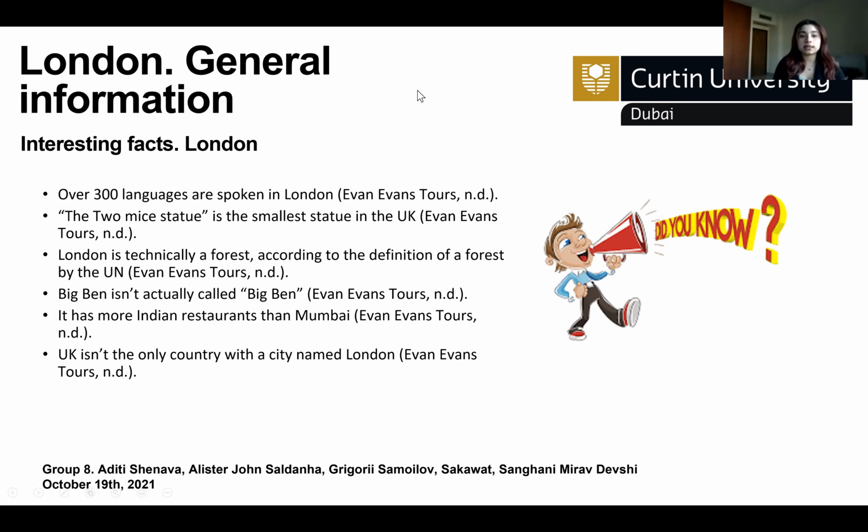And the last point is UK isn't the only country with a city named London. There are other countries such as USA, Canada, and France. Alistair will take it on from here.